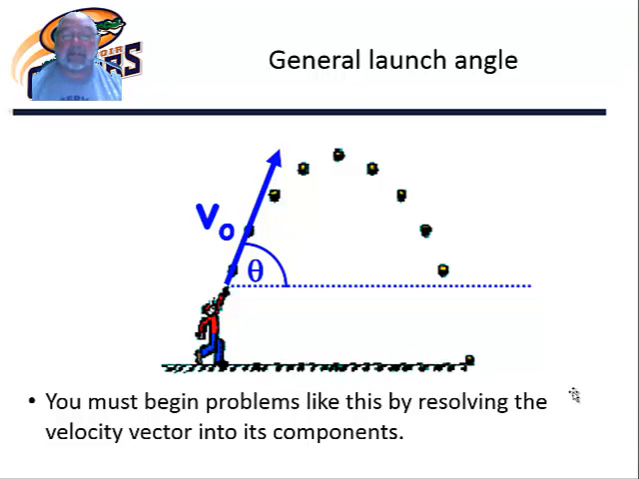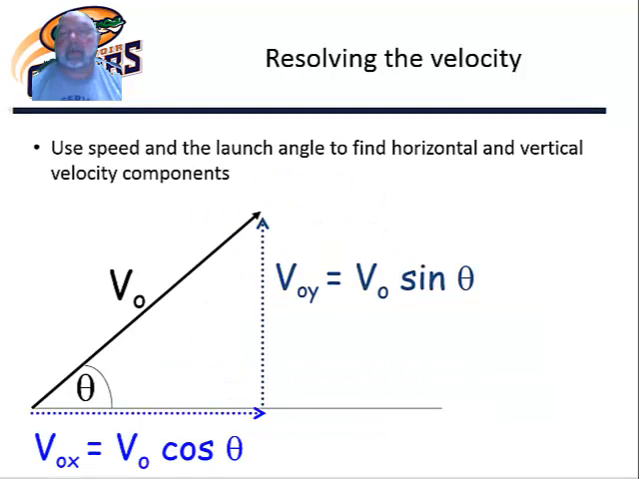And we must begin problems like this by resolving our velocities into their components. Again, taking a vector apart is called resolving it. And we need our vertical component and our horizontal component. So just a review, I imagine, for you on finding the components.